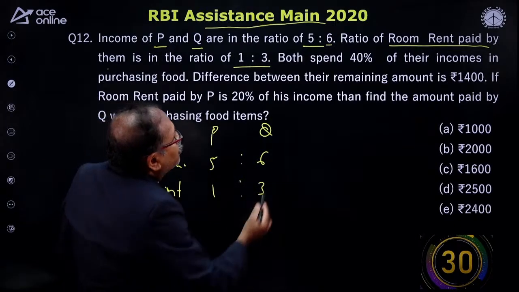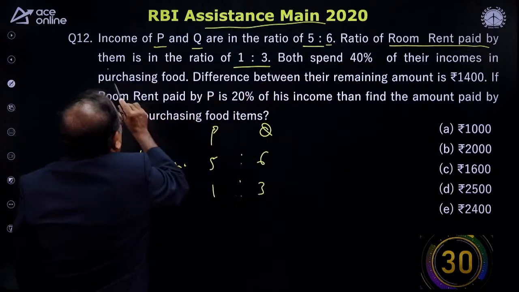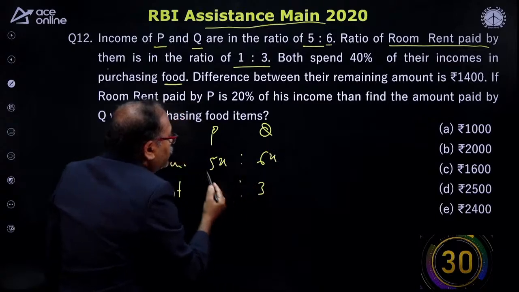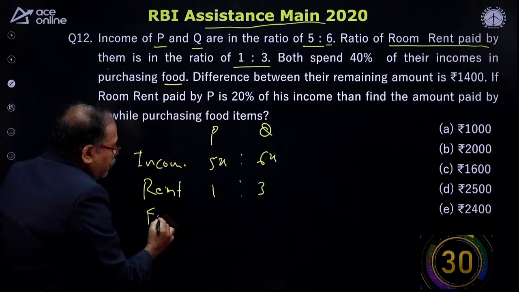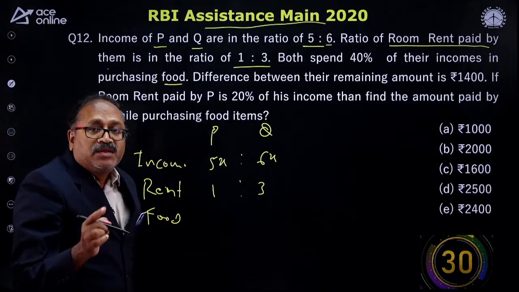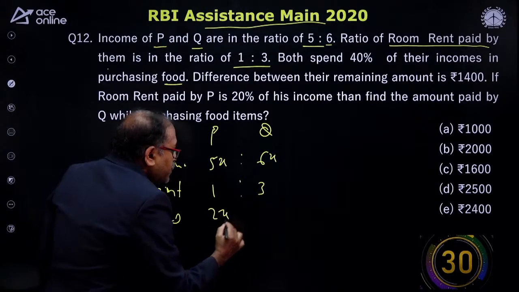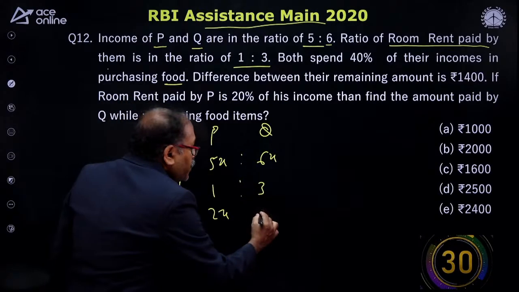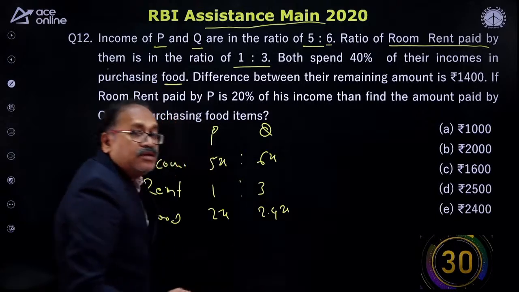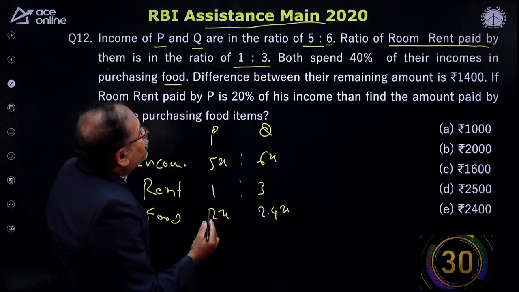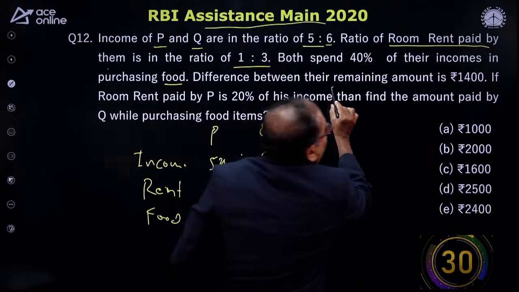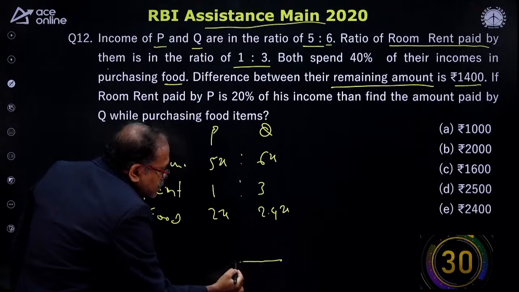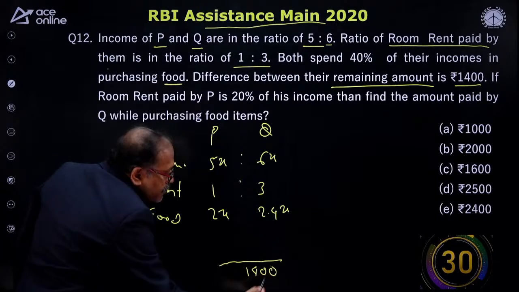After that, both spend 40% of their income to purchase food. If I consider their incomes to be 5x and 6x, what is 40% of this on food? 40% of 5x is 2x, so P spends 2x, and 40% of 6x is 2.4x. This is what they spend on food. And after that, the difference between the remaining money is 1400. Whatever money is left between these two persons has a difference of 1400.